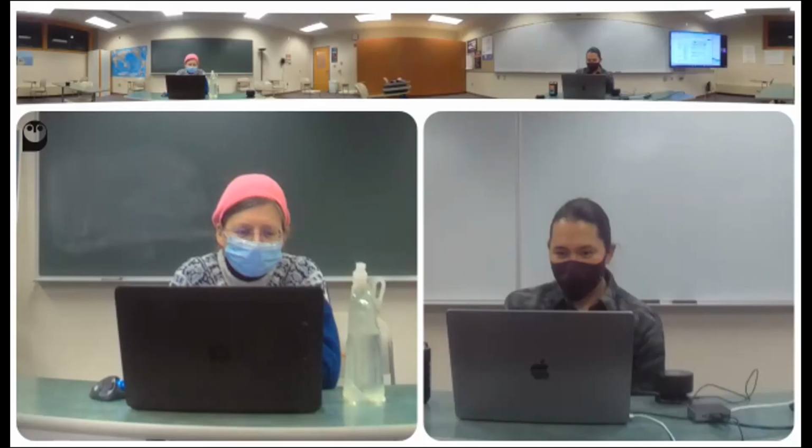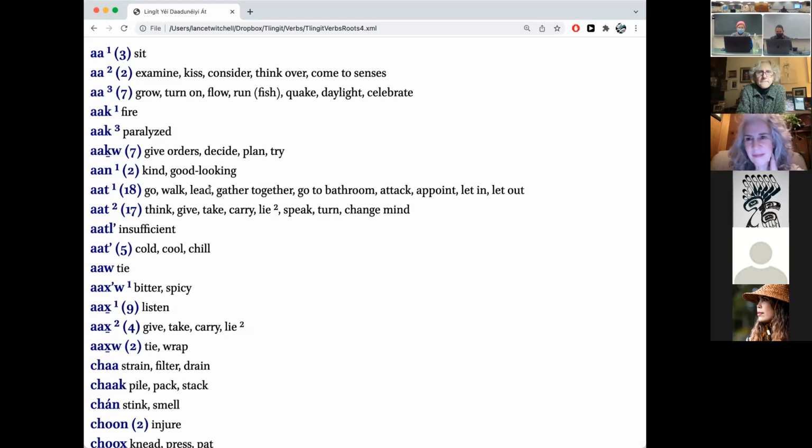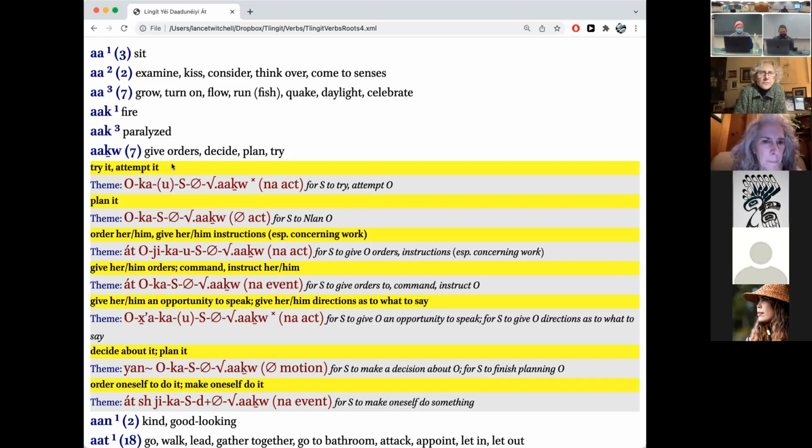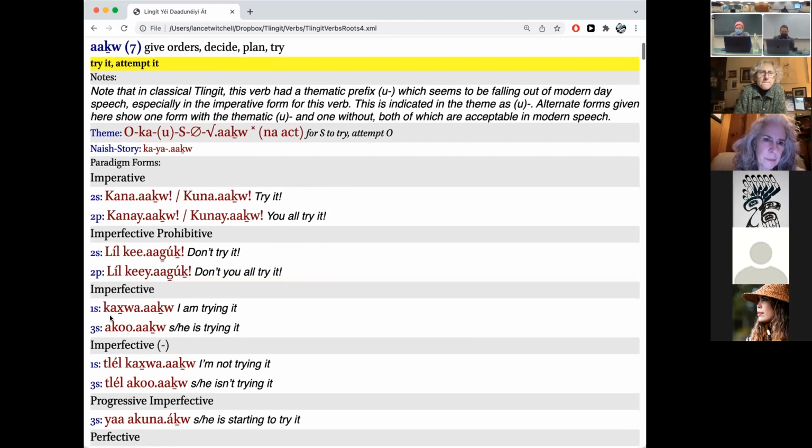And then we'll look at it. So the first one, to tie two verbs together, let's just look up the one for try. And we're going to go for this one, to try it. We'll use this one. So we get kahwa'aq, I am trying it. Aku'aq, they are trying it.